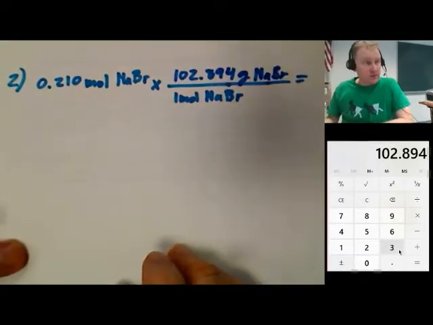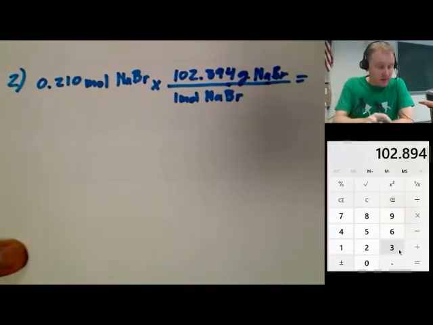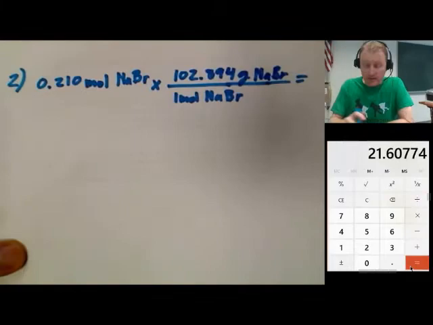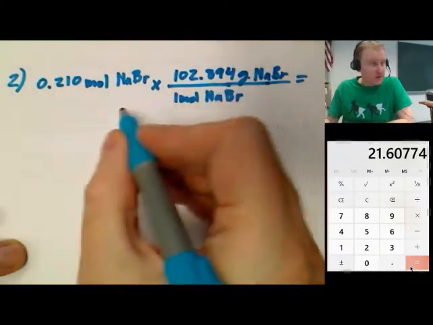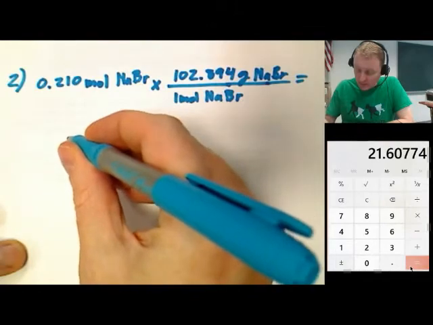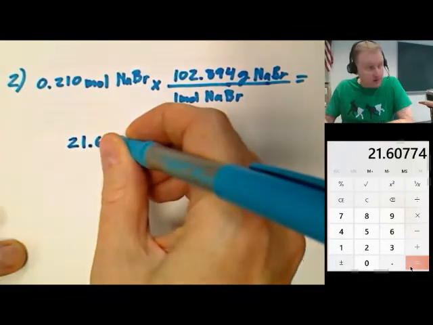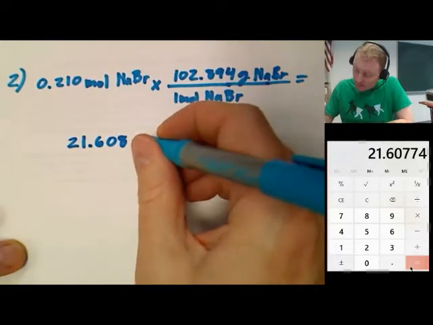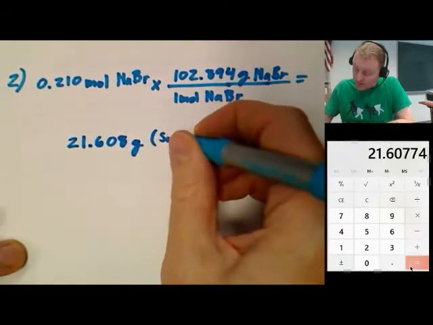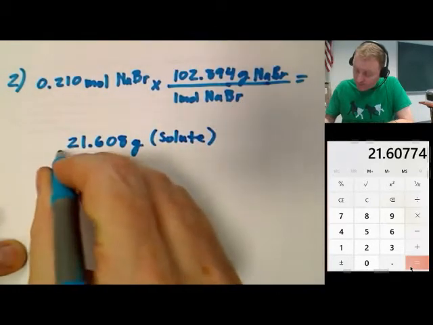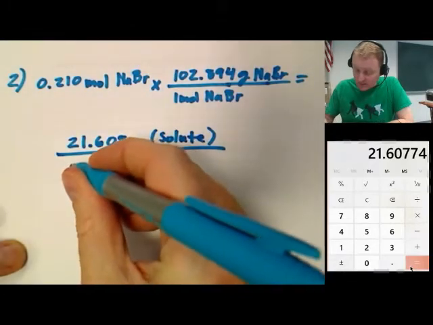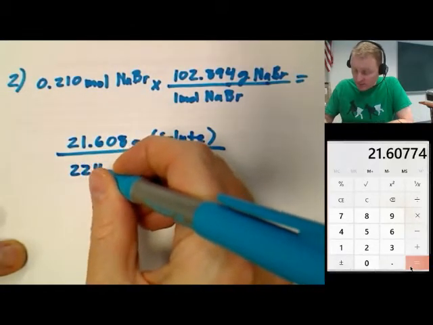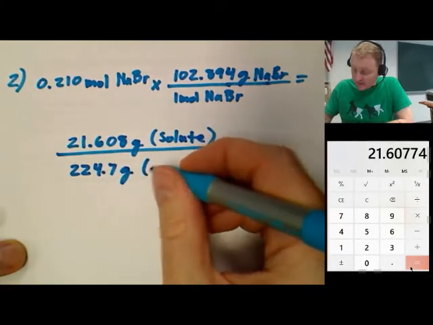Let's multiply this number by 0.210 moles, and our mass of sodium bromide would be 21.608 grams. I'm just going to round it off there, and that's my solute. That's what's dissolving. Solute over, and the question says we've got 224.7 grams, and that's my solution.